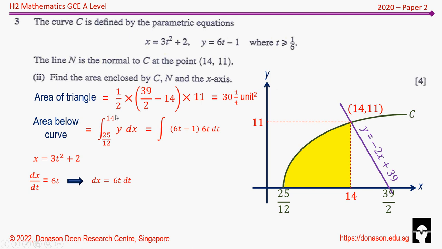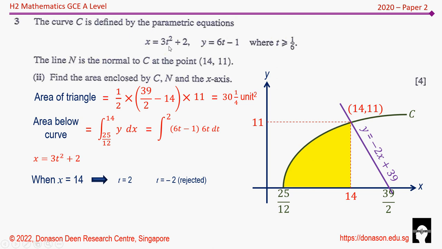Now these limits were the limits for x, so we need to change them in terms of the limits for t. We know how x and t are related, so this is how the relationship is. So let us now do this. When x is equal to 14, I'm going to replace the x here with 14, and then 14 should be equal to 3t squared plus 2.